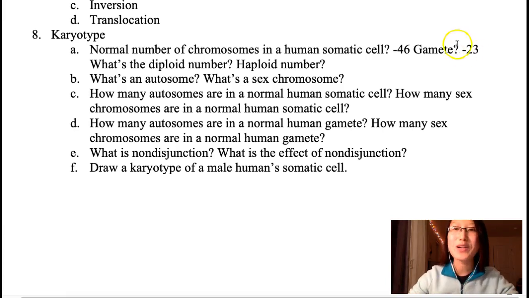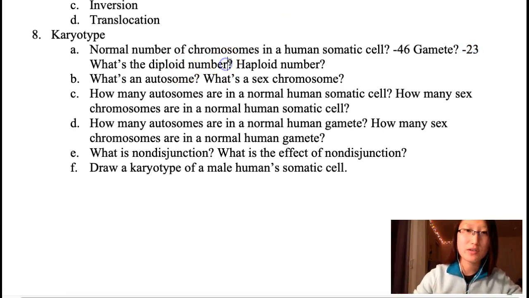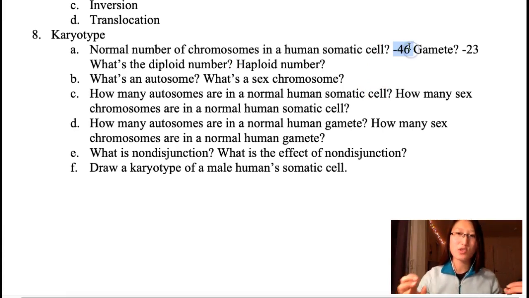Anyway, the 23 chromosomes produced by a gamete are made through meiosis. If there is an error during meiosis 1 or 2, during the anaphase of meiosis, whether it's homologous chromosomes not separating or sister chromatids not separating, then you would have an abnormal amount of chromosomes in the gamete, which will cause an abnormal amount of chromosomes in the child. So what's the diploid number? The diploid number is 46 because a human somatic cell is a diploid cell, and the haploid number is 23 because a normal human gamete cell is haploid and it has 23 chromosomes.